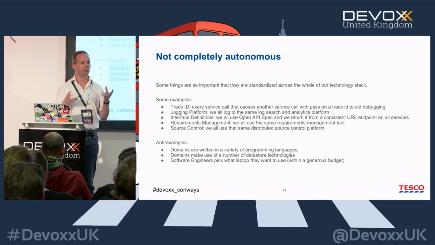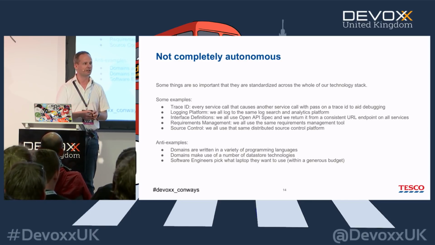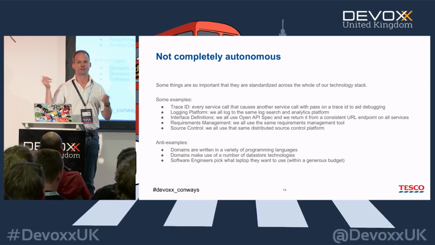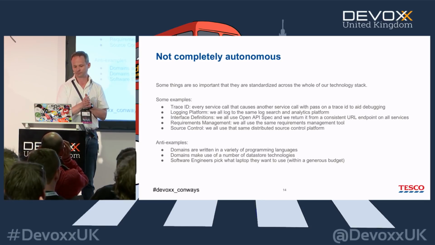Interface definition, so what does the service expose and how does it expose it? The data types, the events that are raised off the service, all in a standard interface definition format, which is OpenAPI spec, so that I can pick up any service at Tesco and go, I get how it works, I understand how it works with my tooling.